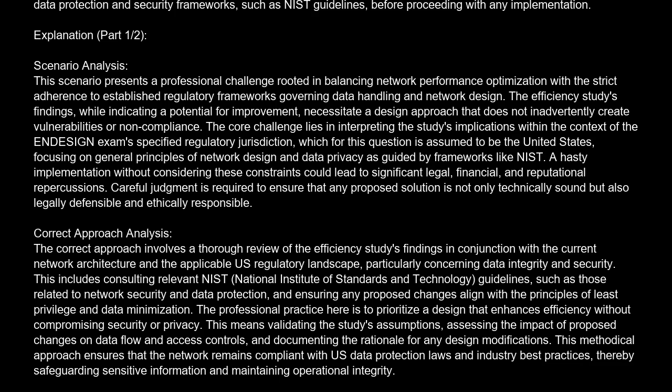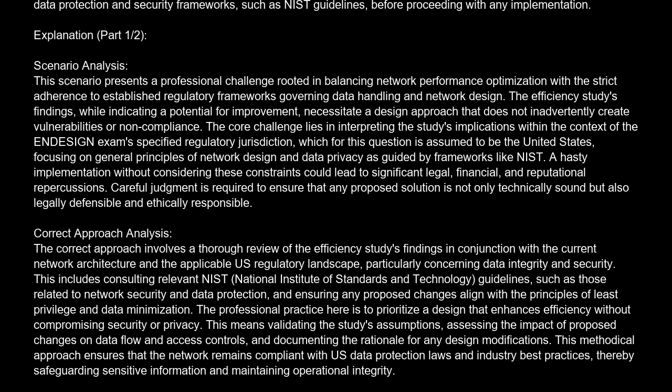The correct answer is C. Conduct a thorough risk assessment and compliance review of the proposed segmentation strategy against relevant U.S. data protection and security frameworks, such as NIST guidelines, before proceeding with any implementation.